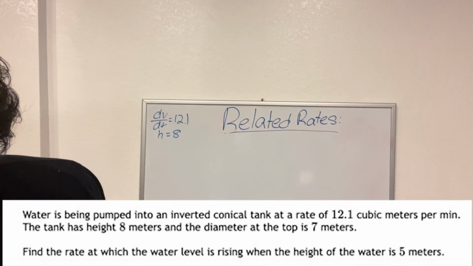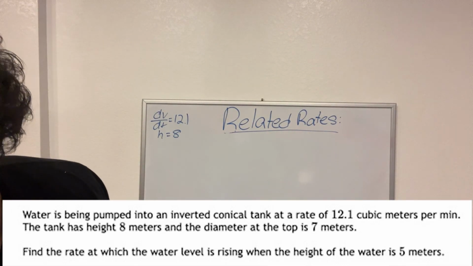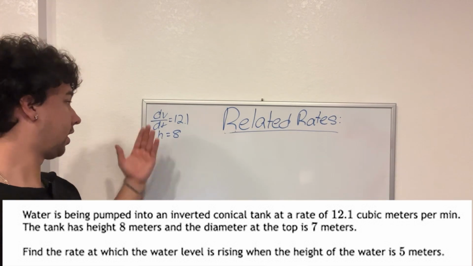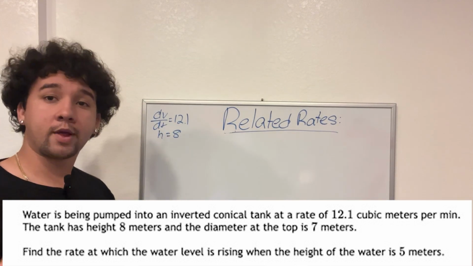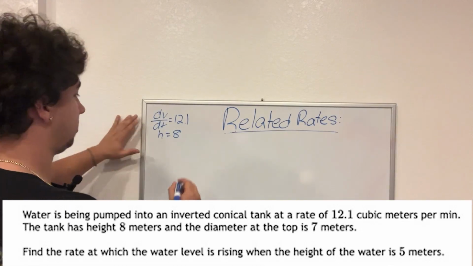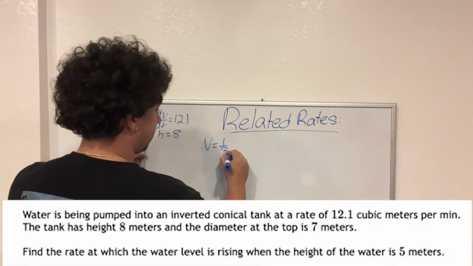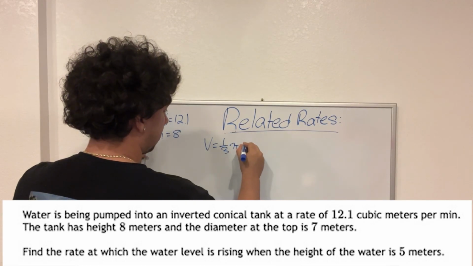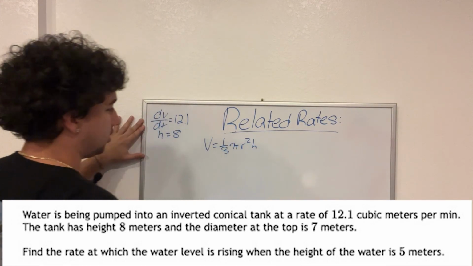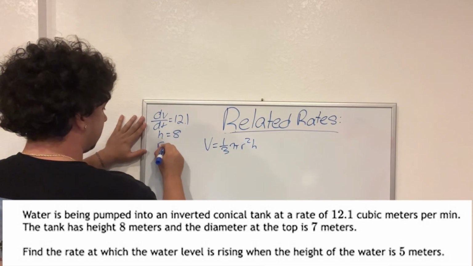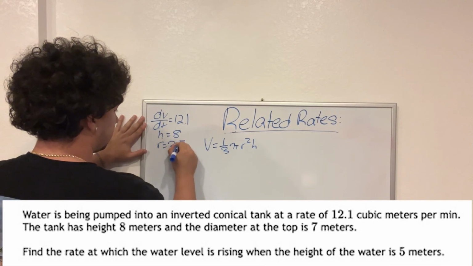And a diameter at the top. The diameter at the top is 7 meters. Okay, well, automatically I'm given volume, so I know that we're going to be using the volume formula for a cone, which is 1/3 pi r squared h. Notice it's in radius terms, so I'm not even going to write the diameter. I'm just going to write it as the radius, 3.5.